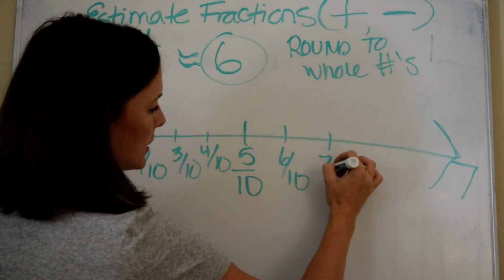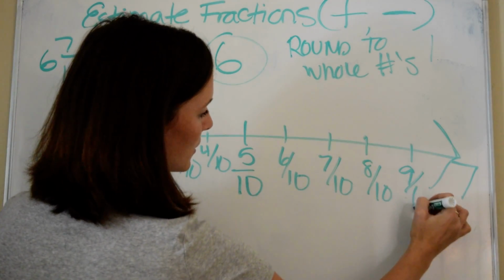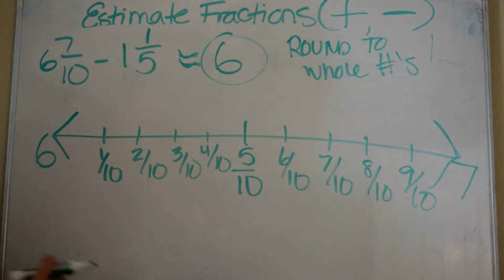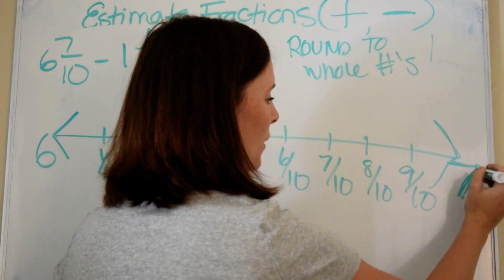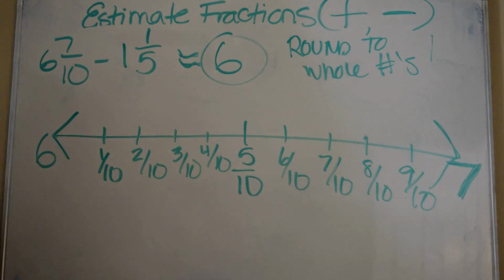6/10, 7/10, 8/10, and 9/10. Now what would this be? Wouldn't it be 10 out of 10? But 10 out of 10 is a whole, so we don't need to write that. That's why we write down, okay, what's the next whole? It'd be a 7. Okay, now 6 is attached to all of these, right?